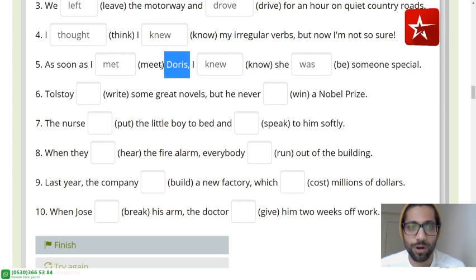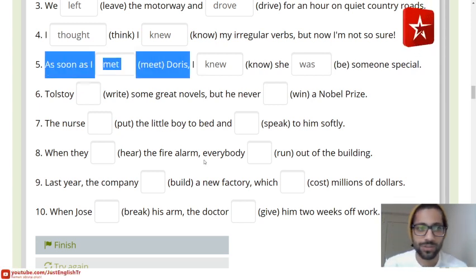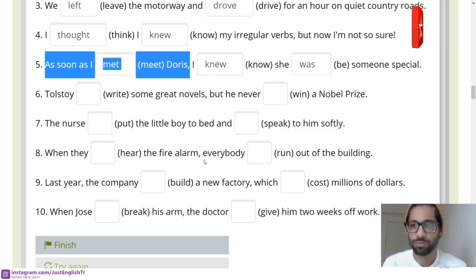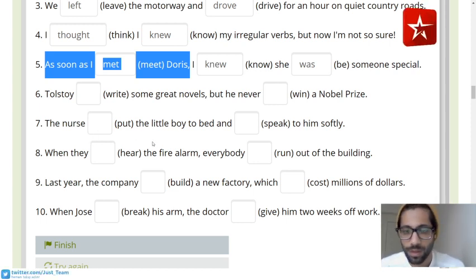However, there's 2 parts of the sentence. So as soon as I met Doris, I knew she was someone special. No, that's one time. Because when he met her first time, he knows she's special, and she continued to be. Thank you, Miss Narsina. Appreciate it.